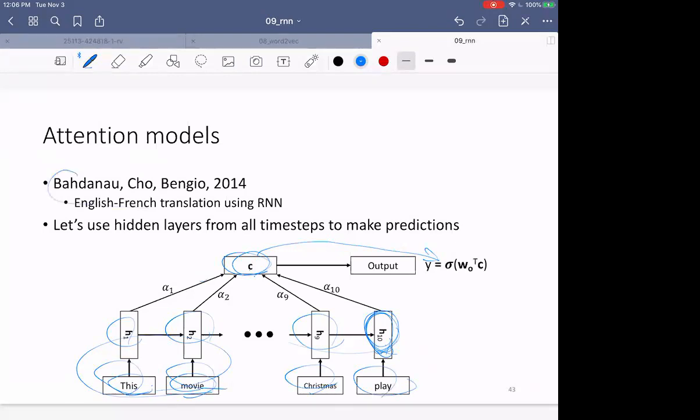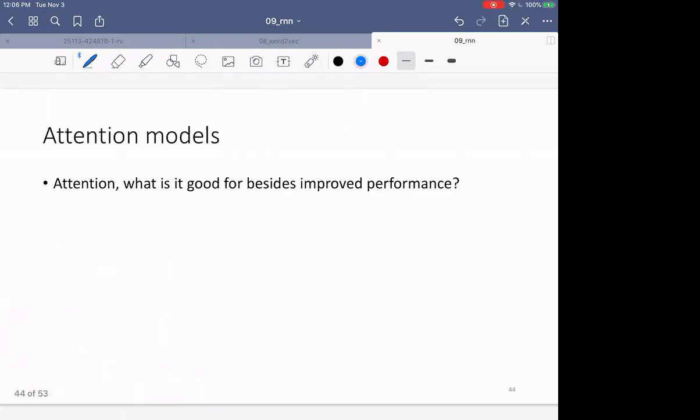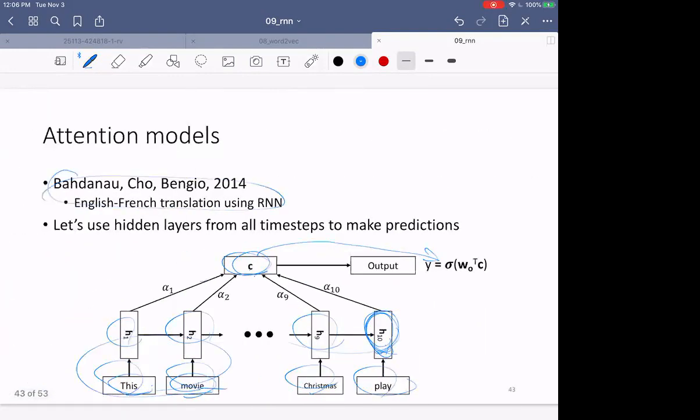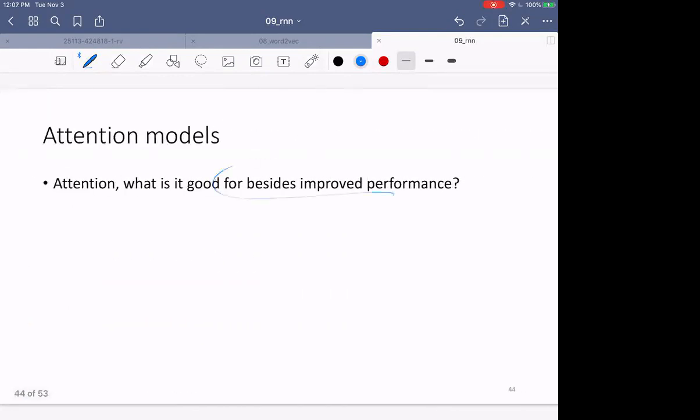It's the same motivation. They want to do a better job of translation by using information from all time steps. All right, before we talk about how we can do this, we should first talk about what good can come of it besides just improved performance. What is it good for besides improved performance?